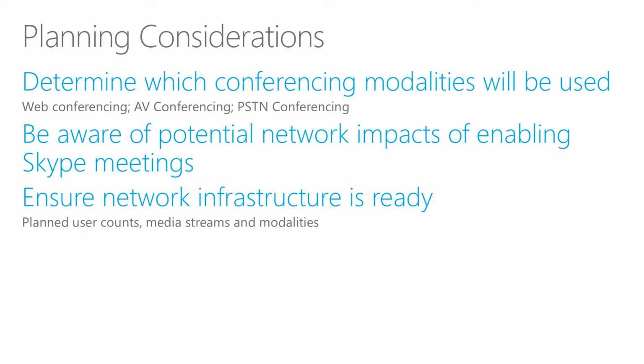Which conferencing modalities will you be using? Will you be using web conferencing, AV conferencing, PSTN conferencing? Once you've made these decisions, you should be aware of the potential network impacts of enabling Skype for Business meetings. For example, AV conferencing, which uses real-time media such as audio and video, has a critical reliance on the network in order to ensure a quality experience for your users.